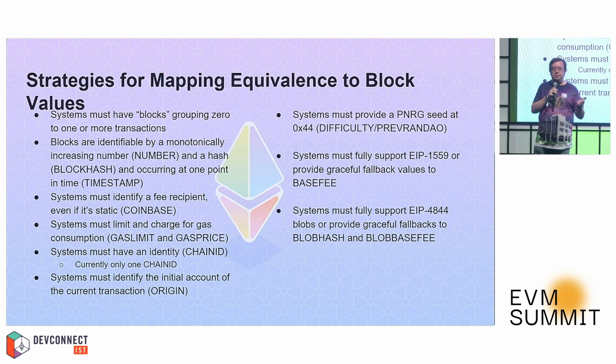Another thing that's going to be happening sometime next year is the Cancun upgrade. Does your blockchain system support blobs? Maybe it does, maybe it doesn't. But there's new opcodes that you need to support to provide reasonable values. It's really easy with these two. Just say 0 for blob hashes. There's no blob hashes attached. And 0 for blob base fee because you're not supporting blobs.